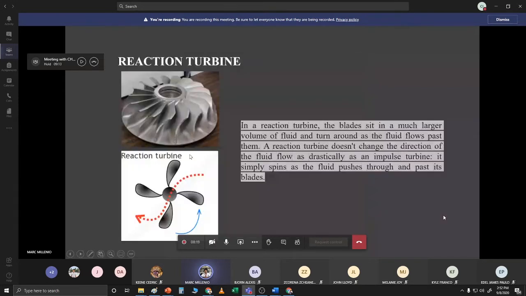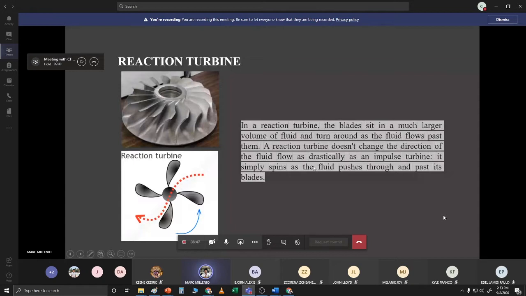So this is the reaction turbine. In a reaction turbine, the blades sit in a much larger volume of fluid and turn around as the fluid flows past them. A reaction turbine doesn't change the direction of fluid flow as drastically as an impulse turbine. It simply spins as the fluid pushes through and past its blades.